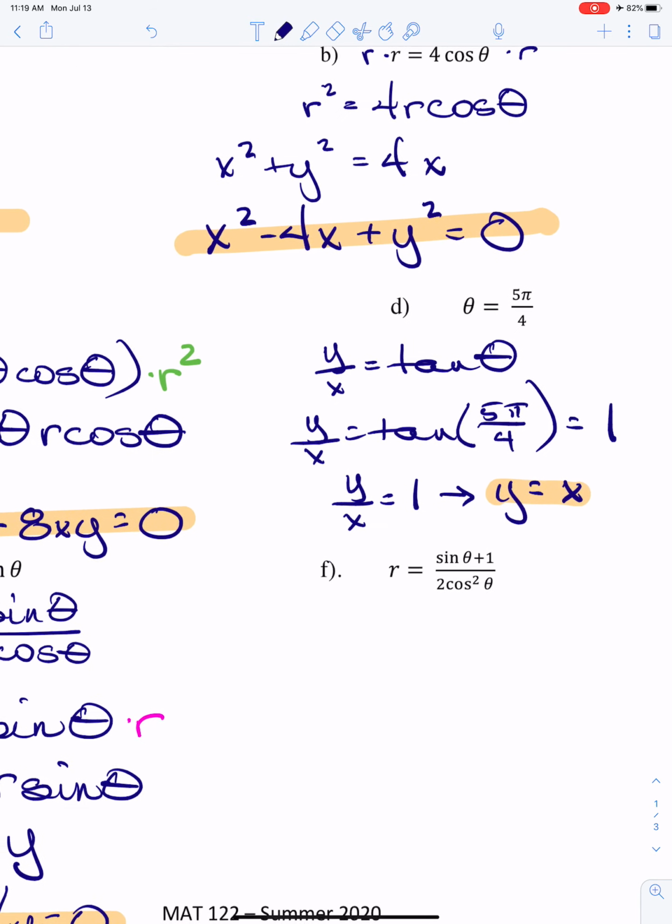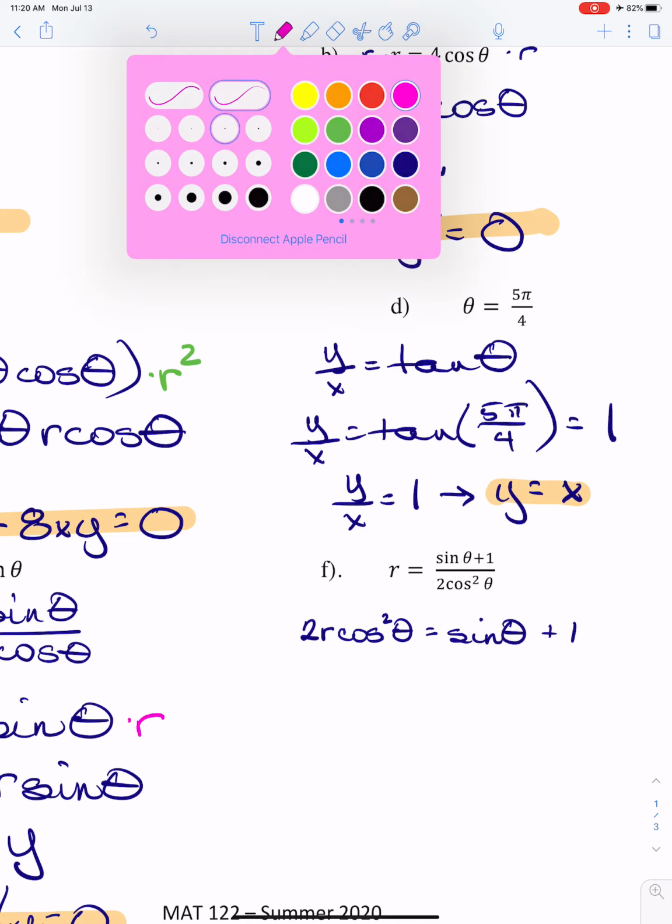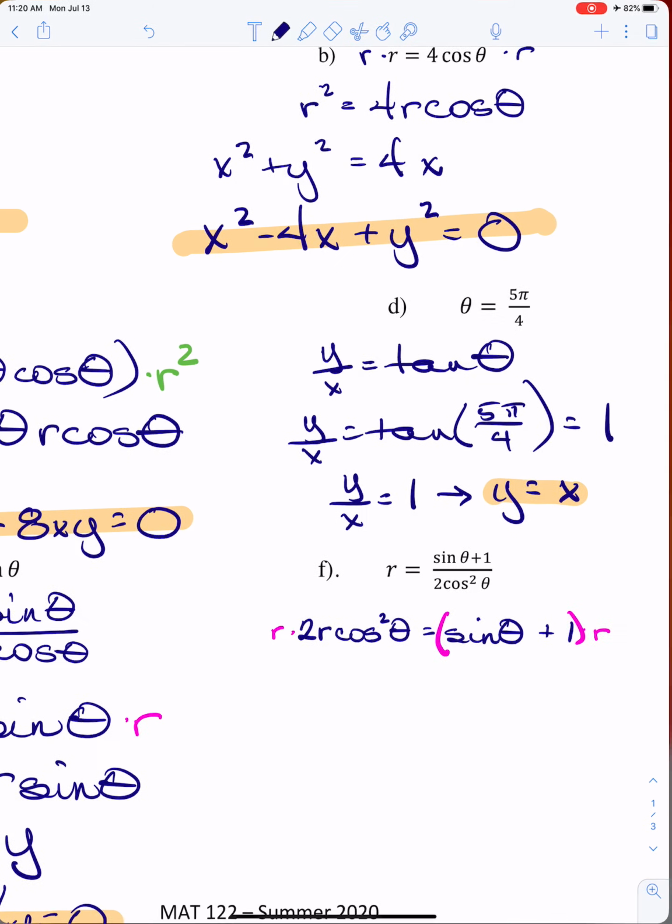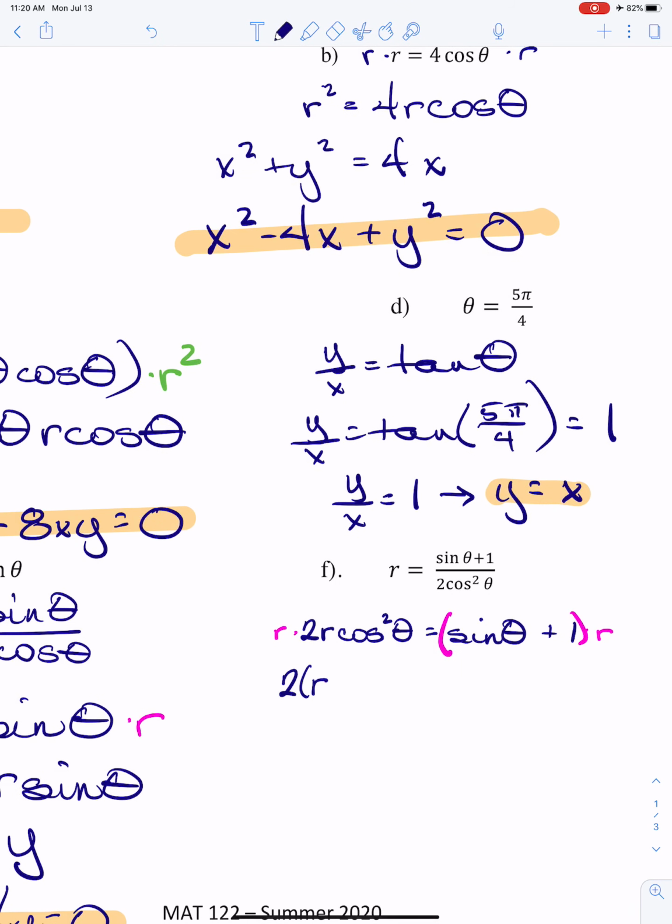I've got that 2 cosine squared theta in the denominator, so I'm going to start by multiplying by 2 cosine squared theta. Again, I realize just like in E, I need another r on both sides. What I want to make sure of is that I don't shortchange that right-hand side and only multiply the r by the sine, because that's where I need it. This becomes 2 r squared cosine squared theta, which is the same as 2 times r cosine theta squared.